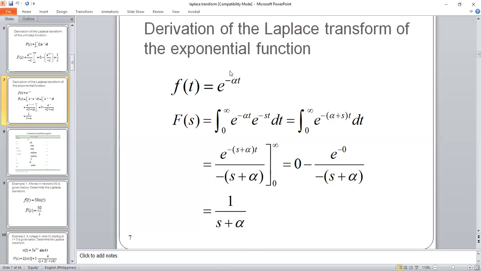If this is negative alpha, this becomes plus alpha. If this is positive alpha, this becomes negative alpha. Actually, in common references, it's e raised to at, where the formula is 1 over s minus a. And since it's negative, that now becomes positive: s minus a negative number becomes s plus that particular number. So this will be your formula for the Laplace transform of an exponential function. All you have to do is take note of the constant, the real quantity that appears in the argument of the exponential function, and then place it in the formula.